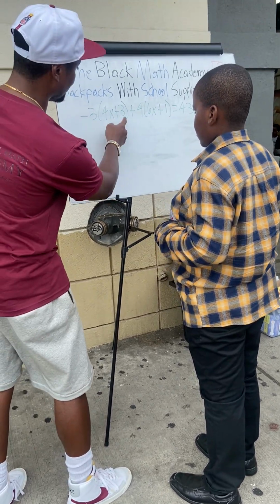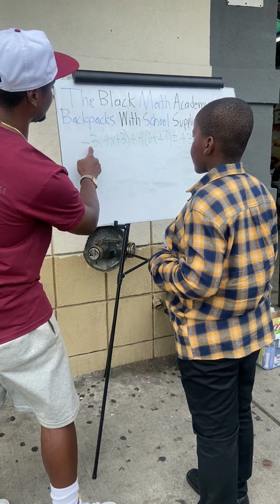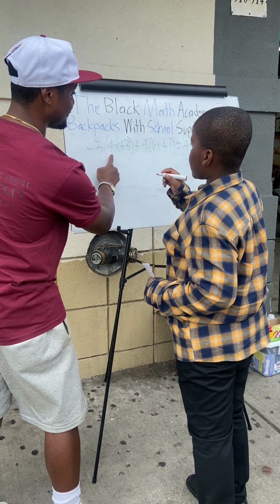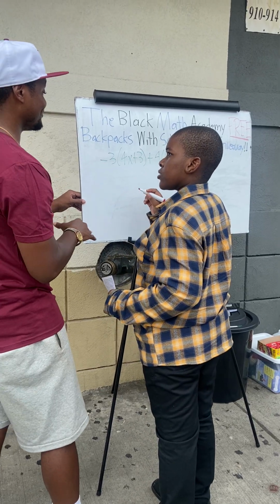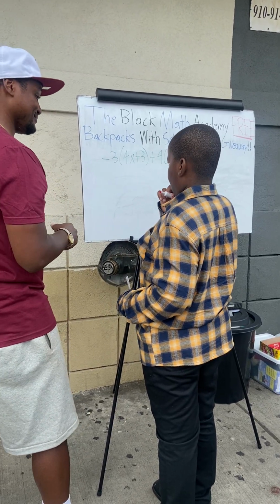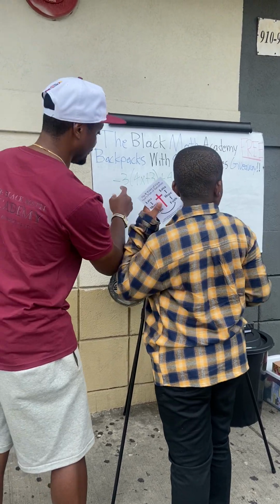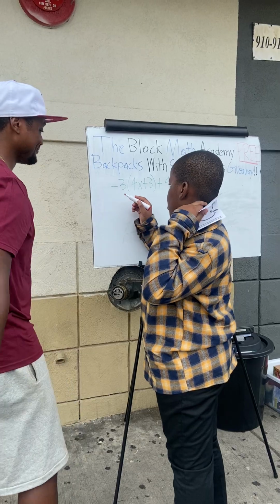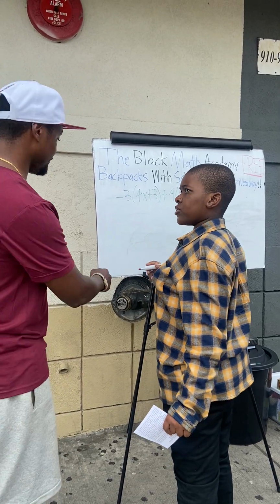Negative 3 is being multiplied by this. So negative 3 times 4 will be 1. No, it's times. Remember multiplication. Remember? 3 times 4 is what? 12. So you gotta get the negative sign. So it's negative 12.